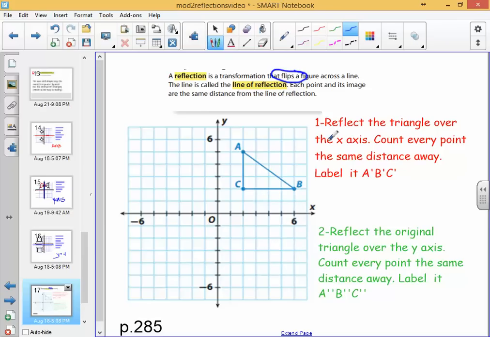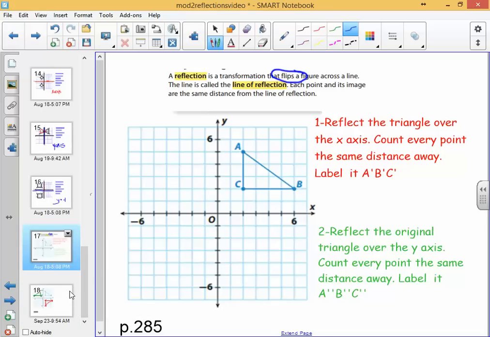First thing is to reflect it over the x-axis, so it's going to land down here in quadrant 4. Count every point the same distance away. Then I'd like you to take your original triangle and reflect it over the y-axis, so it will land in quadrant 2. And again, you're going to count every point the same distance away and label it A double prime, B double prime, C double prime. Okay? You can flip to the next page for the answers.